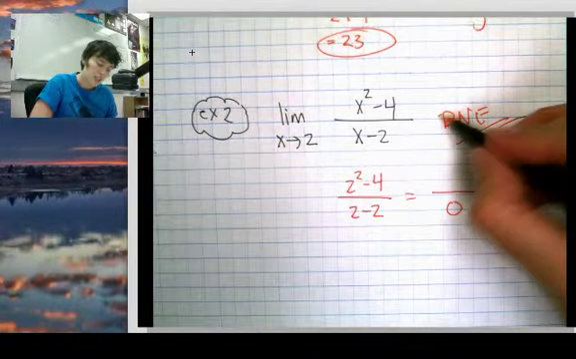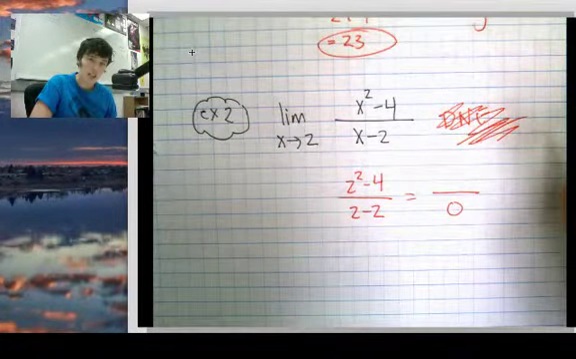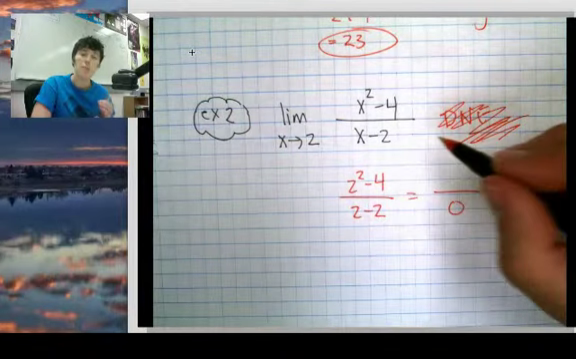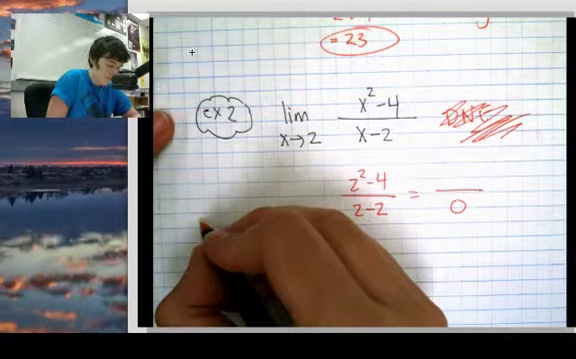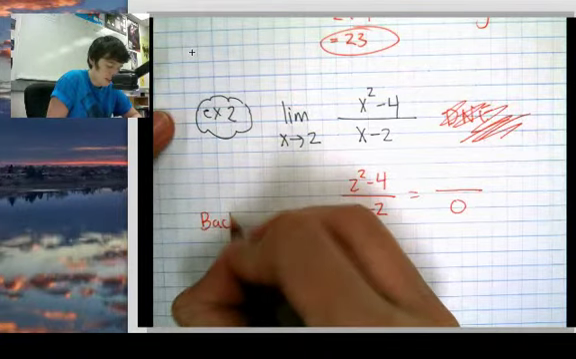So avoid this. There's not going to be a lot of DNE ones. You're going to be able to solve this. You just need a backup plan. So we're going to talk about backup plans. This is backup plan number 1.